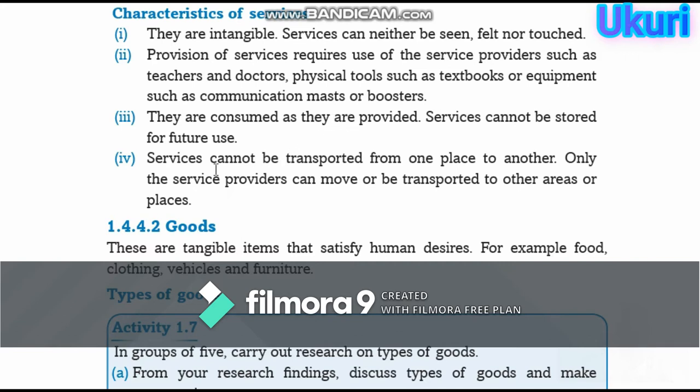So number four, services cannot be transported from one place to another. Only the service providers can move or be transported to other areas or places. That we call services cannot be transported. Those are characteristics of services.